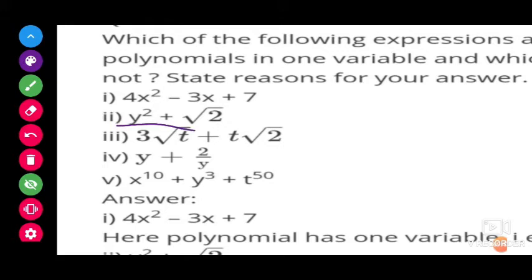y square plus root 2. How many variables can we see? Only one variable. The reason also we will write the same. What is the reason we will write? Only the one variable y is there in that expression. So it is called a polynomial in a single variable.